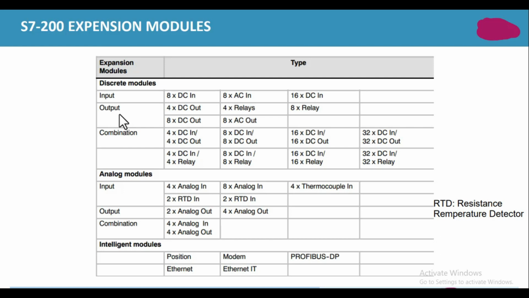And in case of output, the discrete modules are available with 4 DC output, 4 relay output and 8 relay output. And also these are available in 8 DC output, 8 AC output. And in case of combination, these are available. What are the relay outputs?